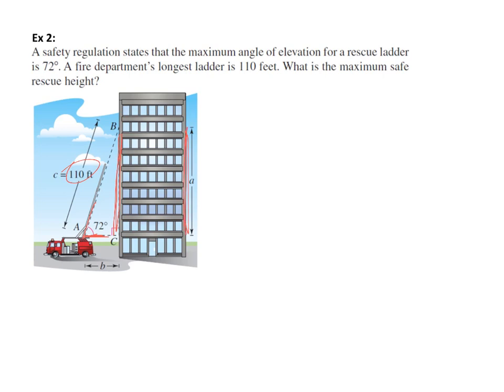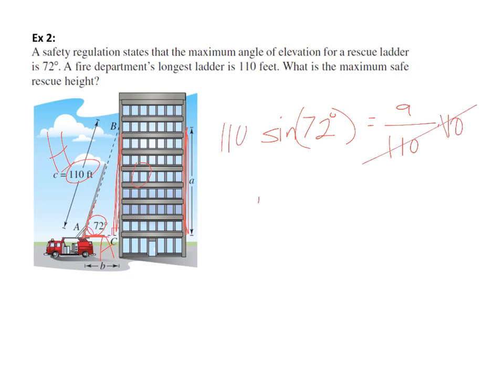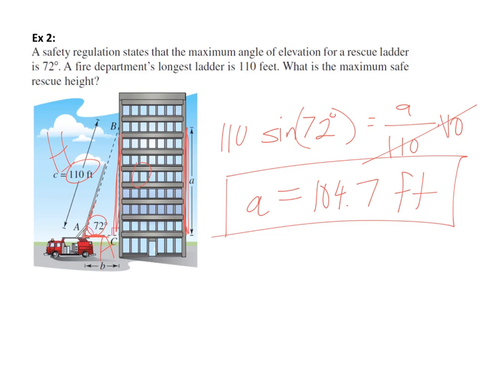Based off of this angle, this is my opposite, this is my adjacent, this is my hypotenuse. I want to find the opposite and I have the hypotenuse, so I'll use sine. Sine of 72 degrees is equal to A over 110. Multiply by 110 on both sides, and A is equal to 104.7, in this case, feet. If there are no units of measurement, just say units.